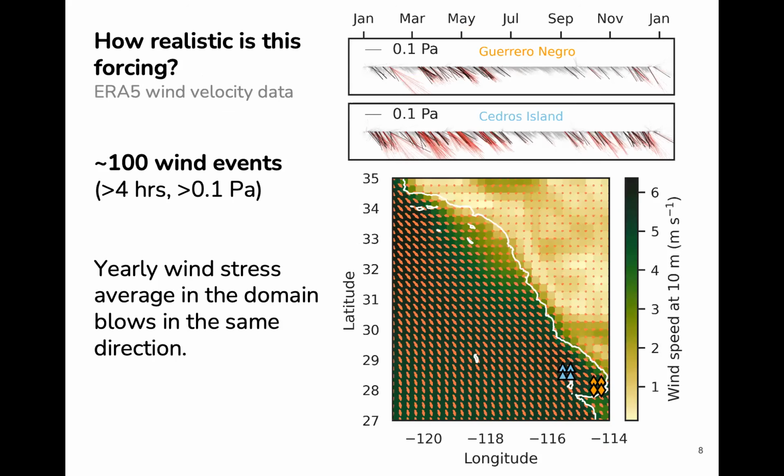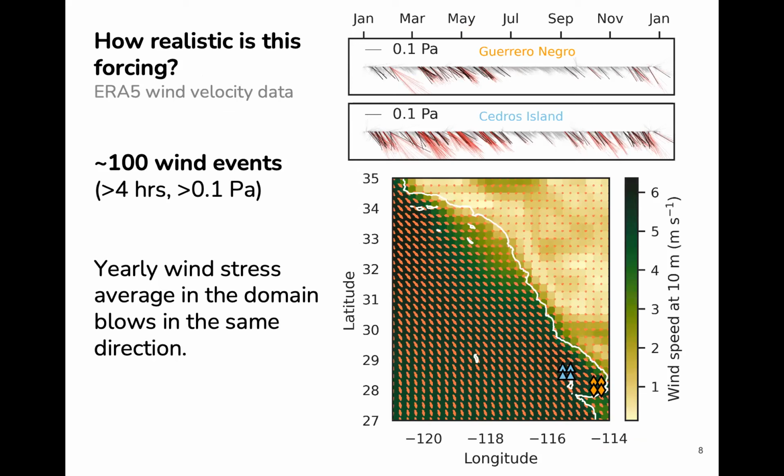And you can ask, how realistic is this forcing? I mean, nothing in this model is realistic except for the bathymetry. But how realistic, or how many of these wind events can we potentially have in the region? So this is ERA5 wind data. This is wind data, and this is wind stress.